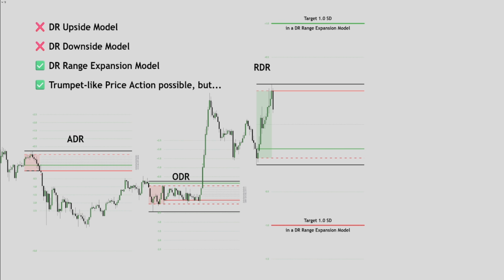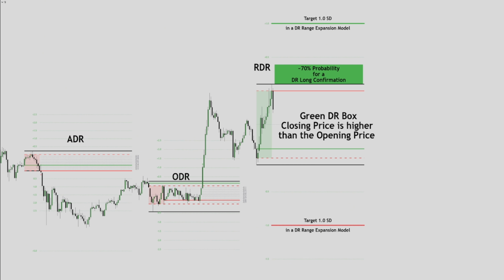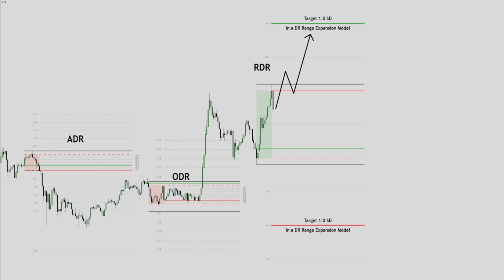But before we go any further, two things that cannot be ignored. First, there is no confirmation to either side yet. Second, the DR box closed green. That gives us roughly a 70% probability of seeing a long confirmation. A bullish outcome like this becomes very possible. But what if price wants to play both sides? What barriers exist in either direction?